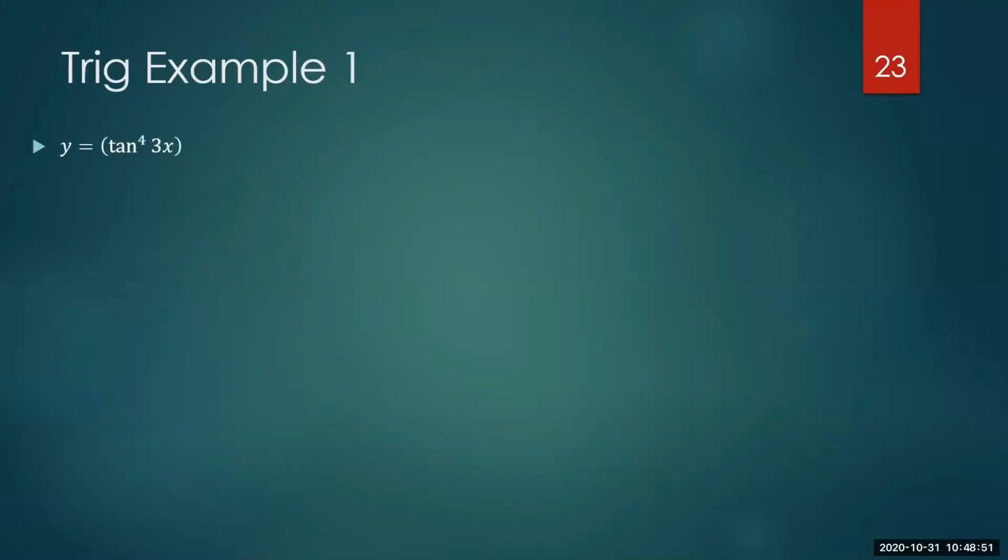So let's try this first example. y is equal to tan to the power of 4 of 3x. So straight away, we can see we're going to need a trig rule to solve this, and we're also going to need the chain rule to solve this. So let's have a look.